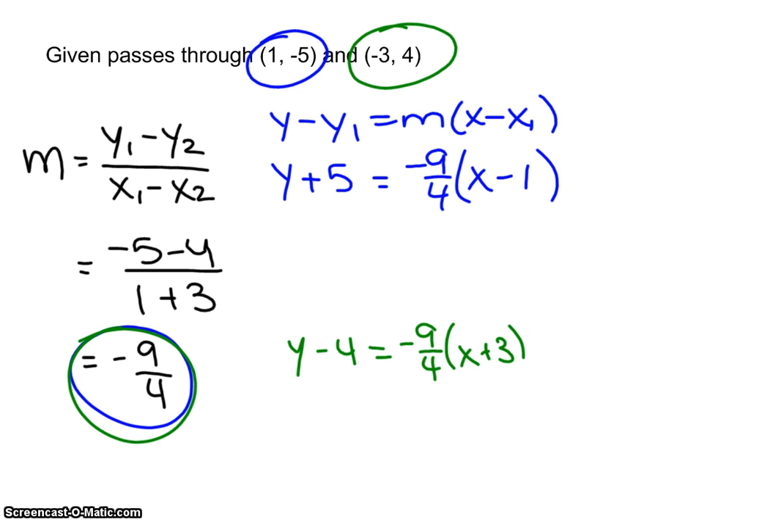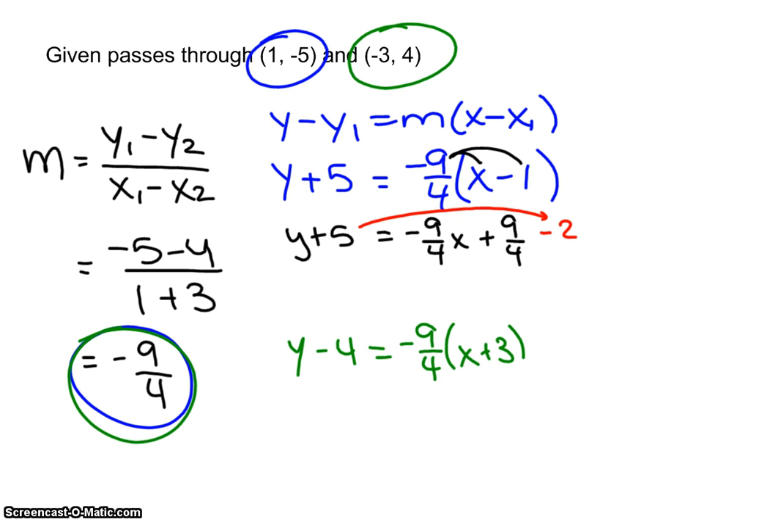The only way we're going to know that is if we put both equations into a common form, whether it be slope-intercept form or standard form. I'm just going to show you this by quickly changing both equations into slope-intercept form. So again, distributing the negative 9 fourths. Then I need to take the 5 over, so it becomes negative 5, which, because we need common denominators, I'm going to switch to negative 20 over 4. And so I get y equals negative 9 fourths x, and 9 minus the 20 leaves me with minus 11 over 4.